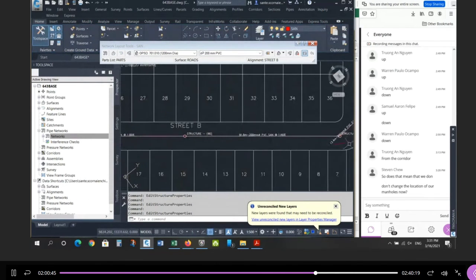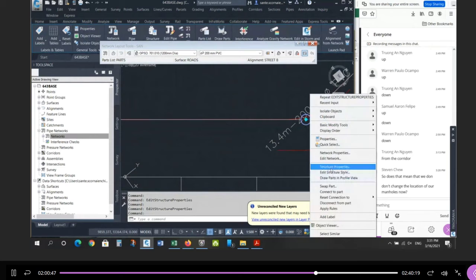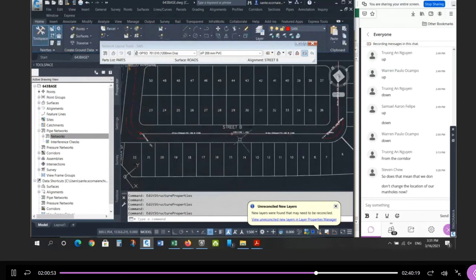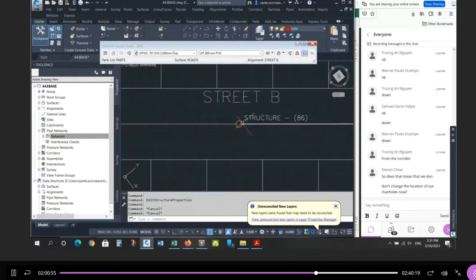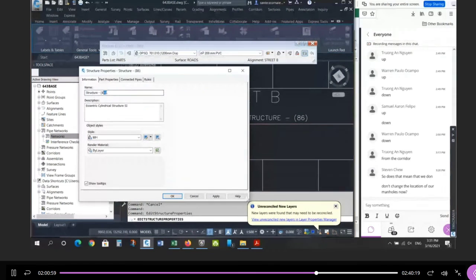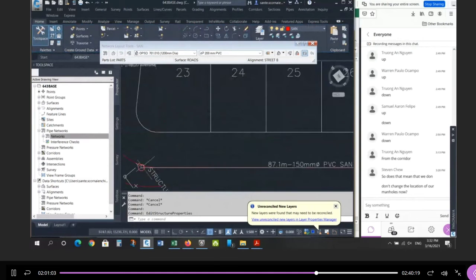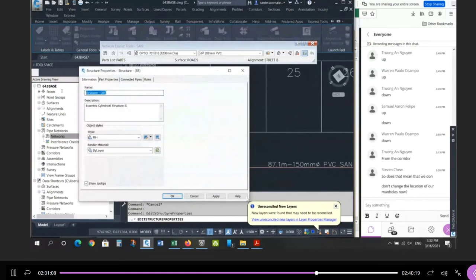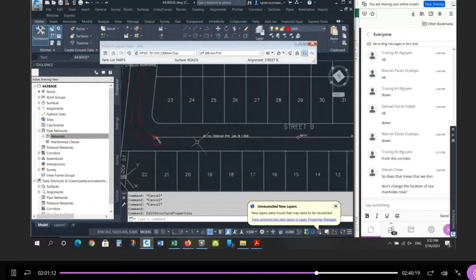6A and 7A and 8. Maintenance hole 6A. Maintenance hole 7A, and then finally 8A. Say OK. And there we are.